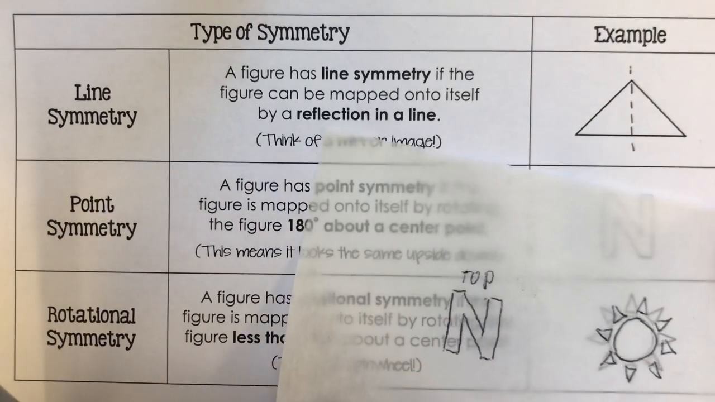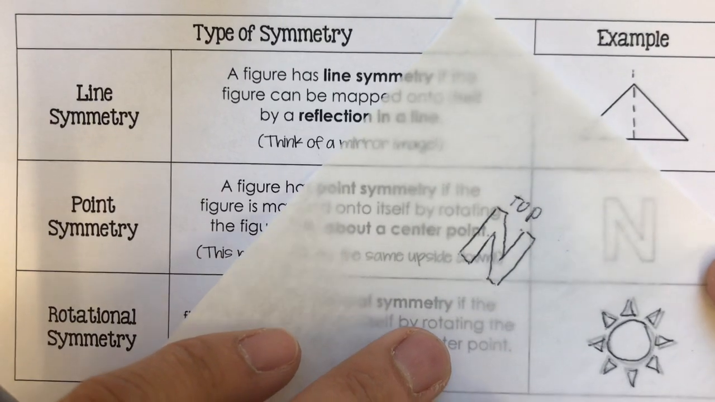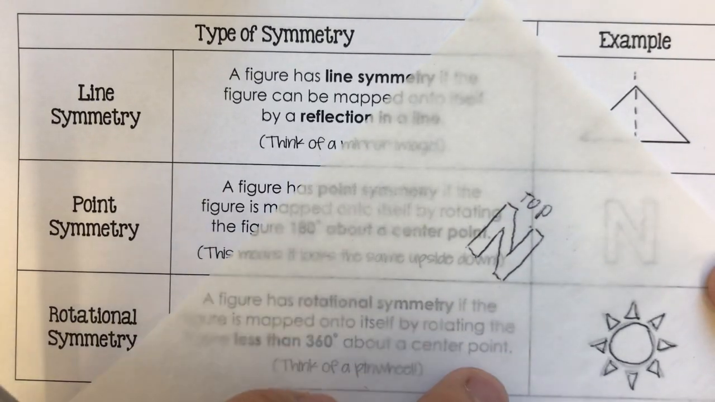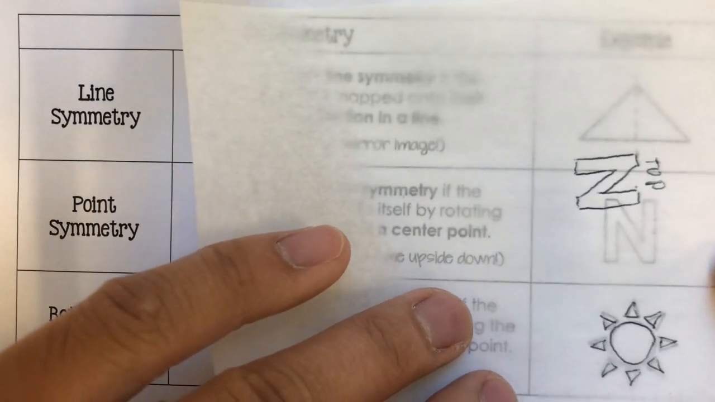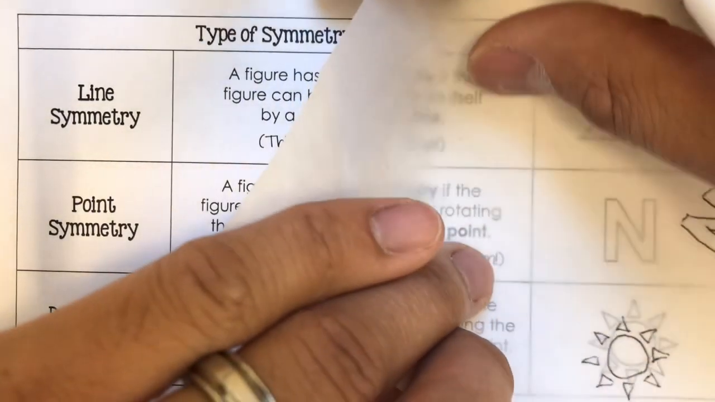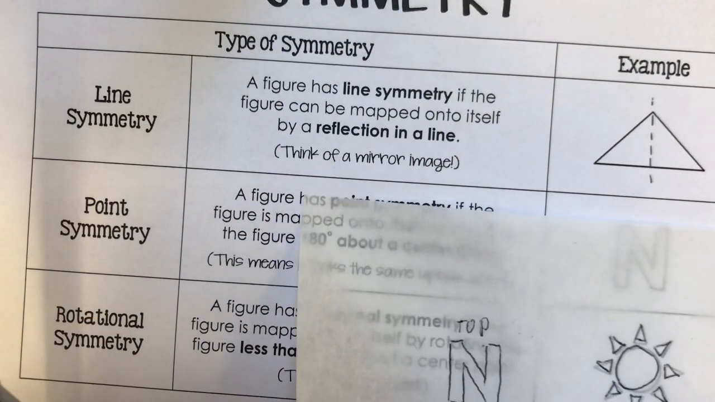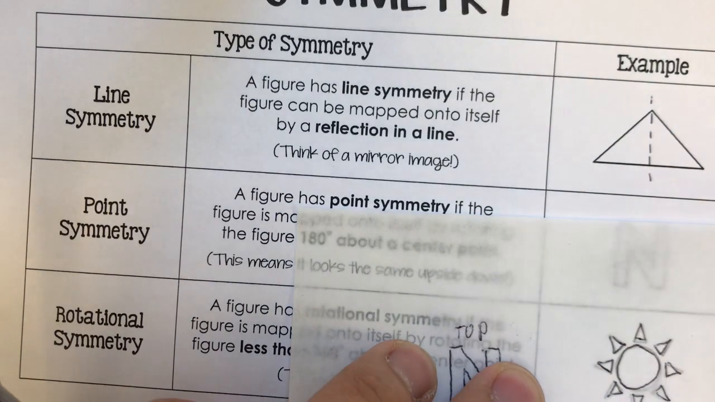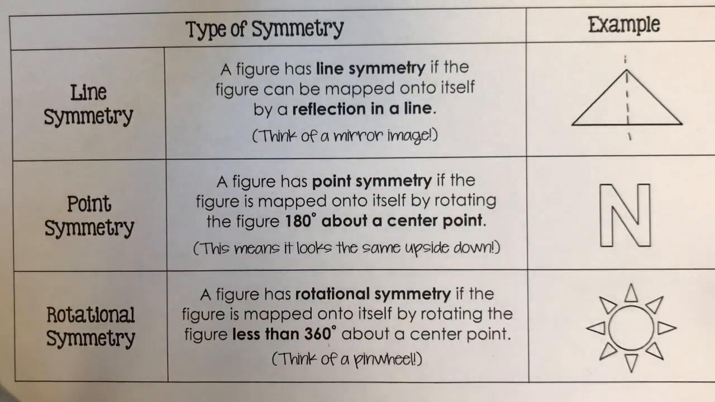And so if you notice, as I rotate this thing, it's mapped onto itself here, and it maps onto itself again here, and it continues to map onto itself all the way around until I get back to the beginning right there. And so this one actually maps onto itself 8 times, and so it has rotational symmetry. Again, it has to be less than 360 degrees.